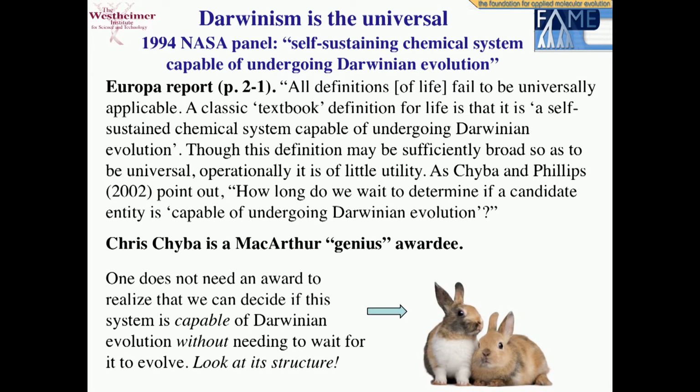because one really does not need to look at that rabbit and to understand that that rabbit itself is capable of Darwinian evolution by its structure.